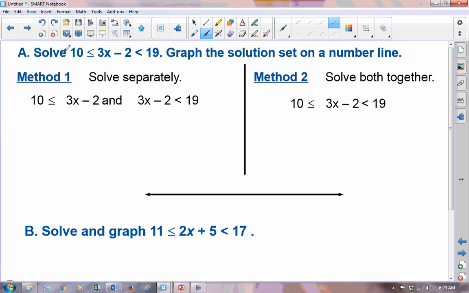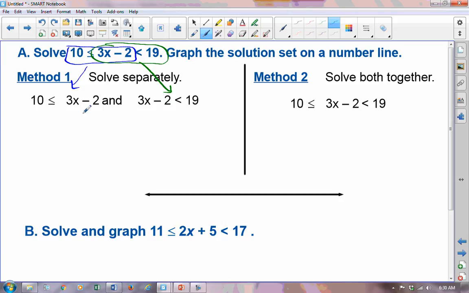So here is a compound inequality written as one whole statement. You can solve these separately. If you solve them separately, you'll take what is to the left of the inequality and the center, and you will write it separately here. And then you'll do the same thing with the center and the right side of the inequality and write that statement. And then you'll solve them separately.